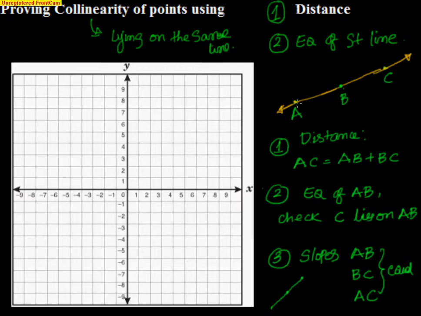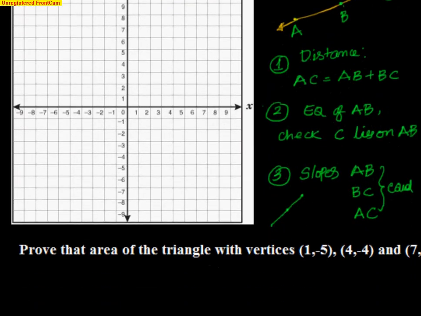The third way is to check the slopes of the line segments. Whenever you check the slope between 2 points, you are actually checking the slope of that line segment. A line can have infinite line segments, but they should all have equal slopes, because all the line segments are part of the same line. Now let's go ahead and take a simple example and see how we can do this.